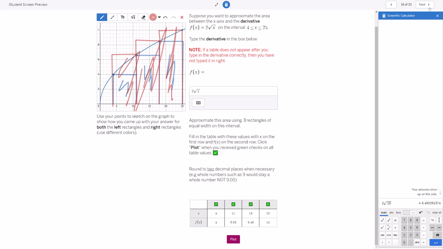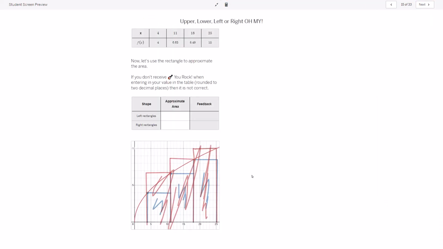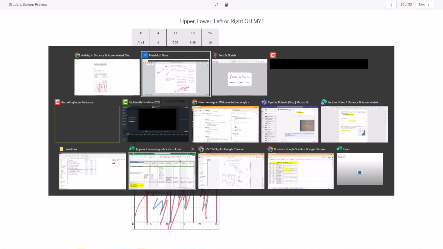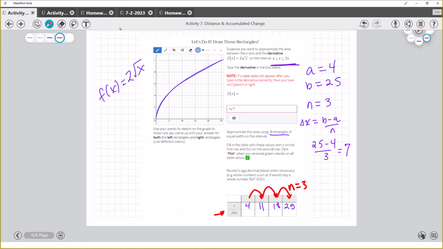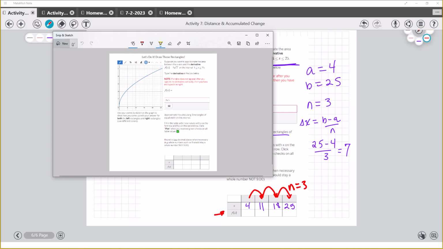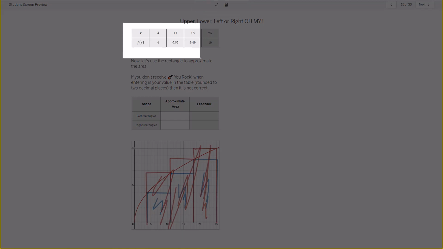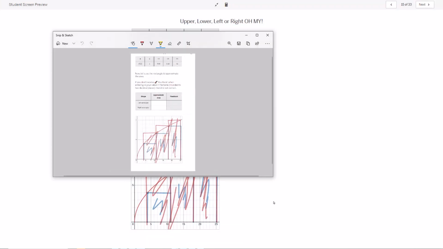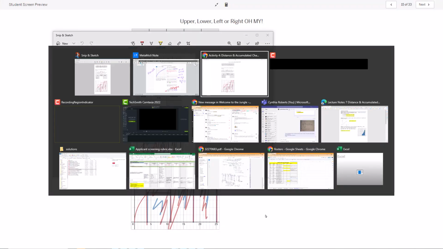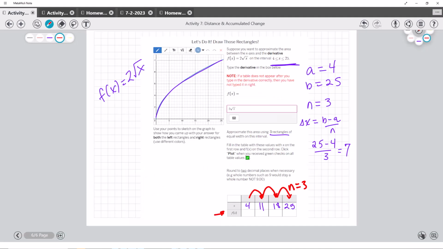And so this next slide here is going to ask me now, based on my ugly picture, how can I approximate this area? Well, I need these values of my table right here. Let's just go ahead and grab the graph so you can see it in here as well. We got way too many tabs open.